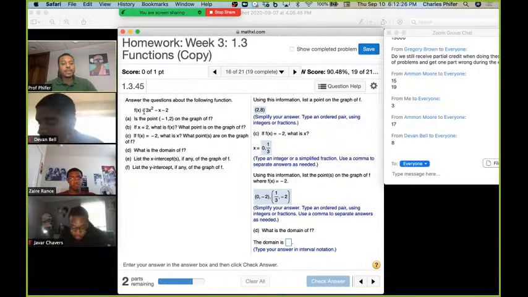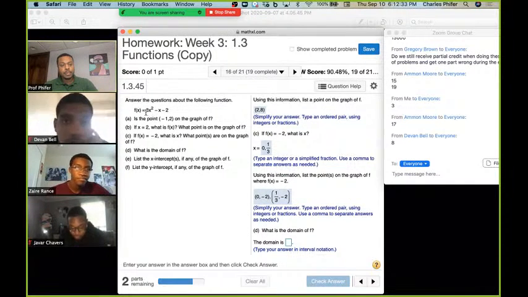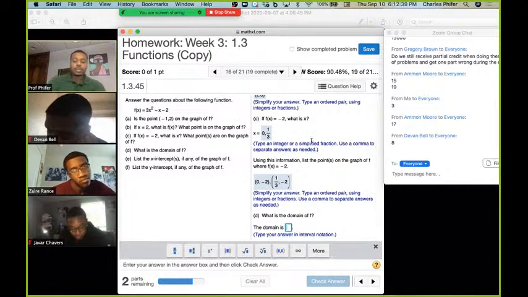Because the leading coefficient is positive, what does that tell us about the parabola? Which way does it open? Up. So this is a polynomial. The domain of polynomials is going to be all reals.